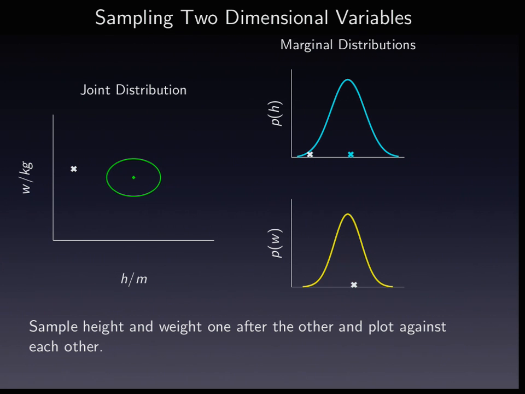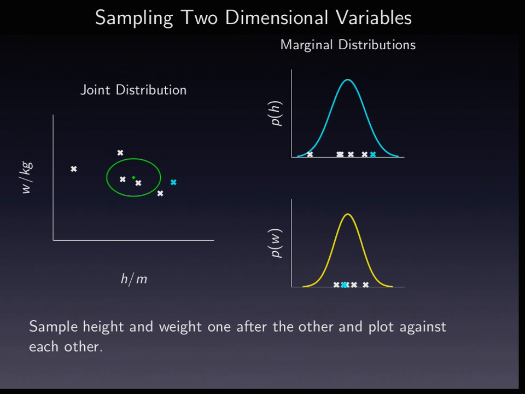Next sample of the height, it's near the mean, and their sample of the weight is a little bit lower. So this guy's average height and about average weight. The plot ends up near the center. Okay, we can keep doing that. And we're actually sampling from a multivariate distribution.